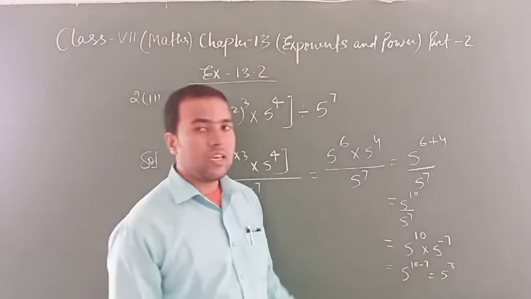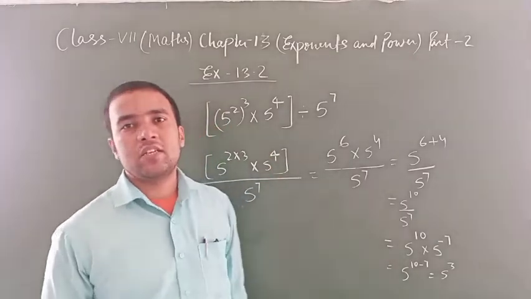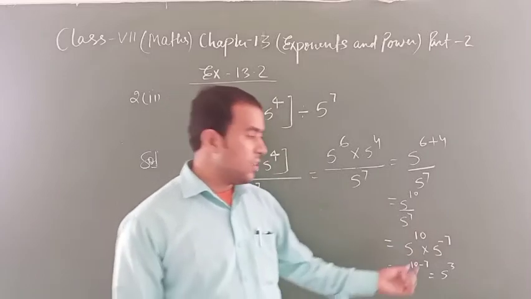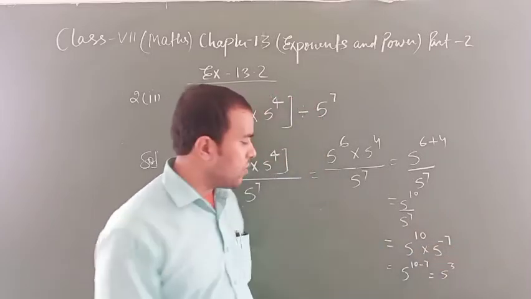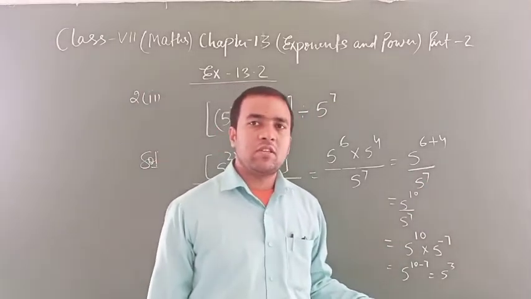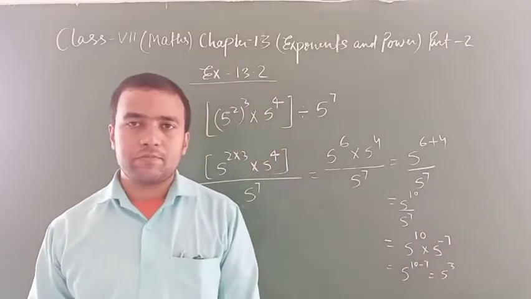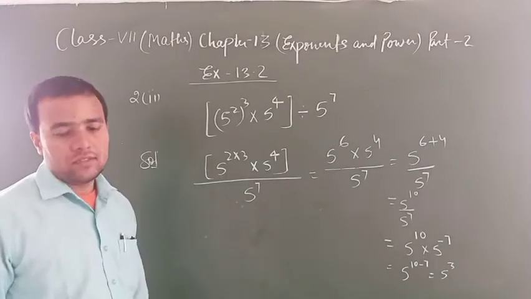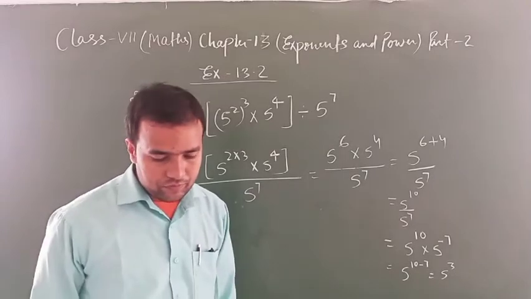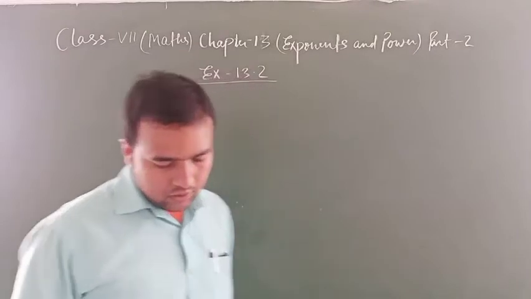Clear? After that, in that formula, a power m into a power n equals a power m plus n. So n equals minus 7 is given, no problem. So 5 power 10 minus 7, by m plus n. Plus into minus is minus, 10 minus 7 equals 5 power 3. Clear? The rest of the question you can do. One more question I am telling you. Question 8.